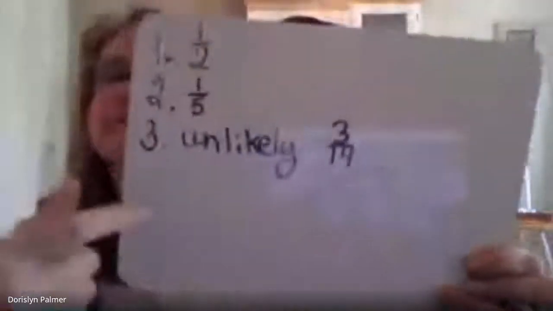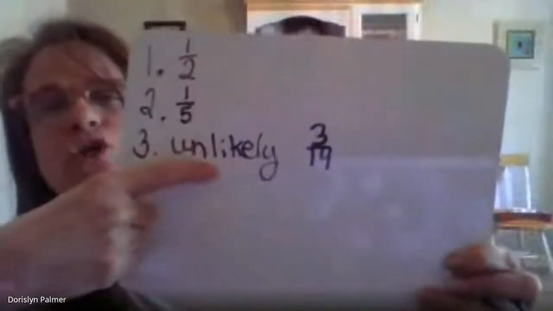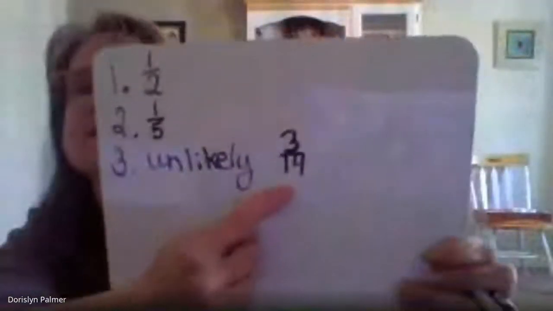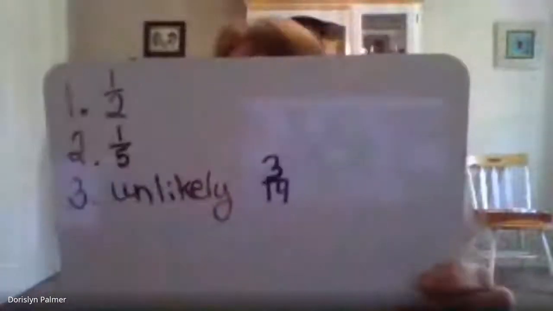They didn't ask, so you didn't have to put that fraction down, Matthew. You just had to say unlikely. But I just want to show why it's unlikely. 3 out of 14 is less than 1/2, a lot less. So it's pretty unlikely. All right, let's look at number 4.